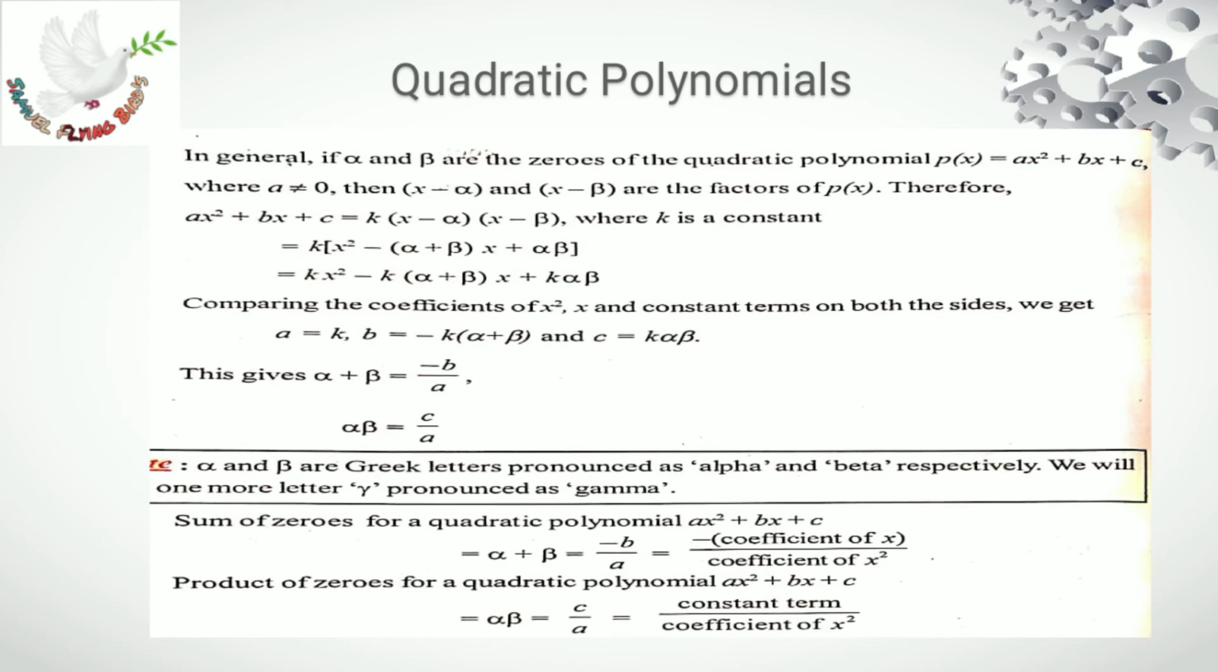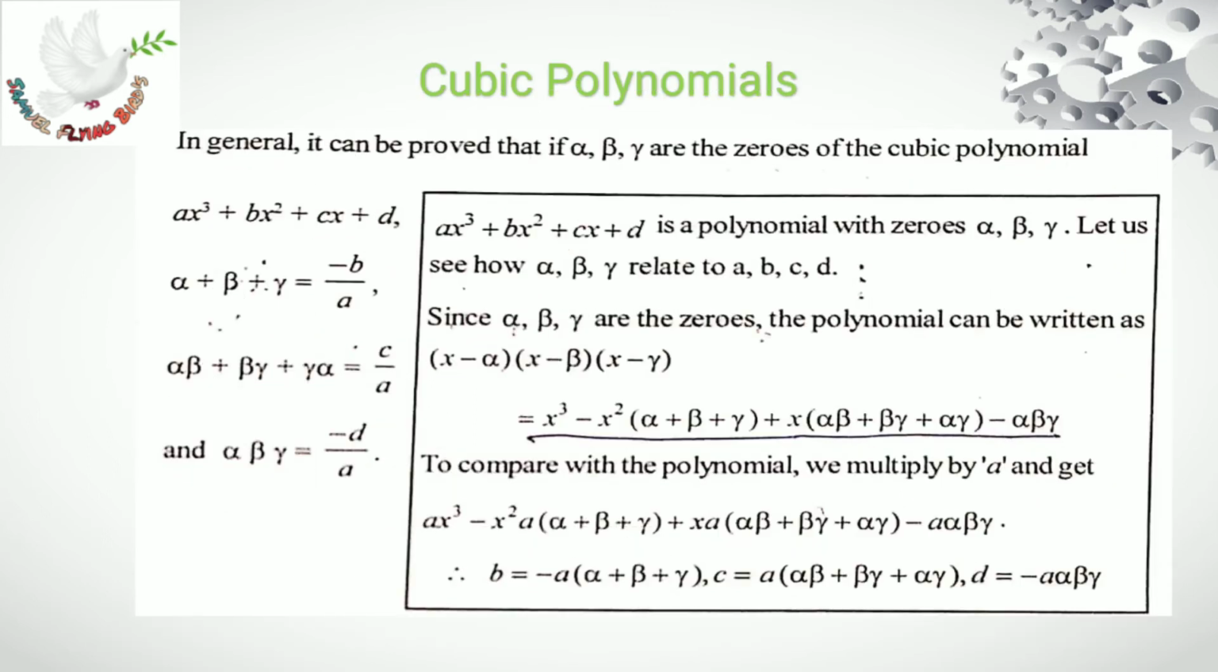Now we consider the product of zeros of a quadratic polynomial ax square plus bx plus c. Here the product is alpha into beta. We have noticed that alpha into beta equals c by a, and c by a can be written as constant term by coefficient of x square. Next we go to the cubic polynomial.